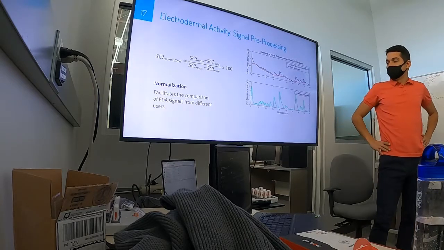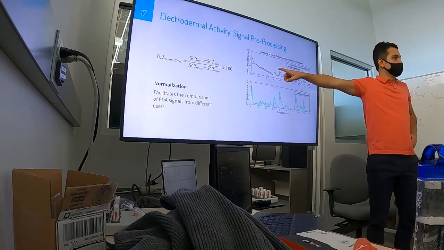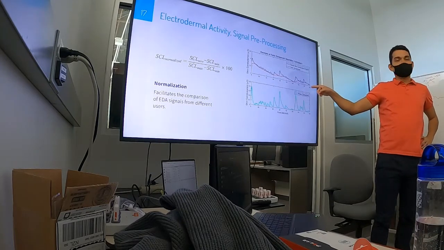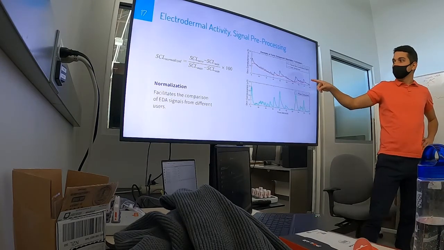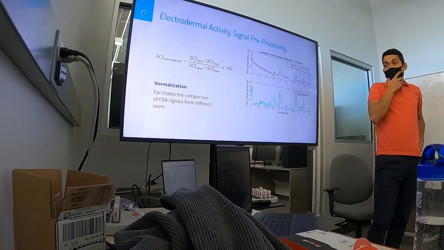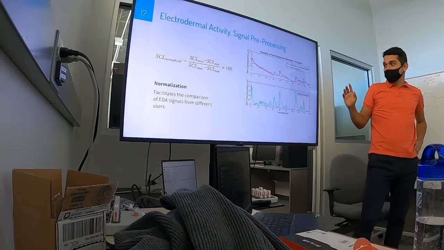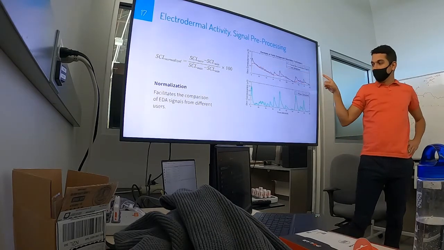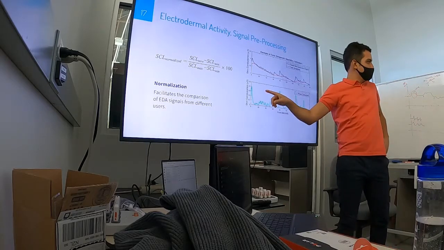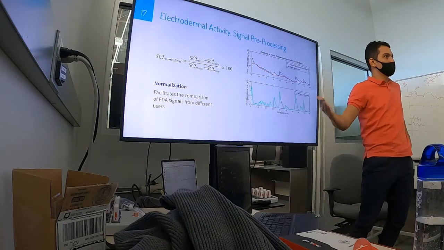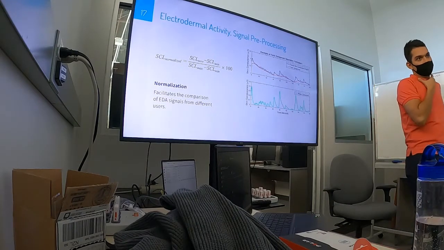Now, this is the problem. This is the type of signal that you're going to get when you are using electrodermal activity. These are 3 minutes. The blue one is the one that you're getting. What you want to do is basically get a skin conductance level, which would be the red one. And you also want to know the peaks. You don't want to lose the peaks, because those are the specific responses to the stimulus.